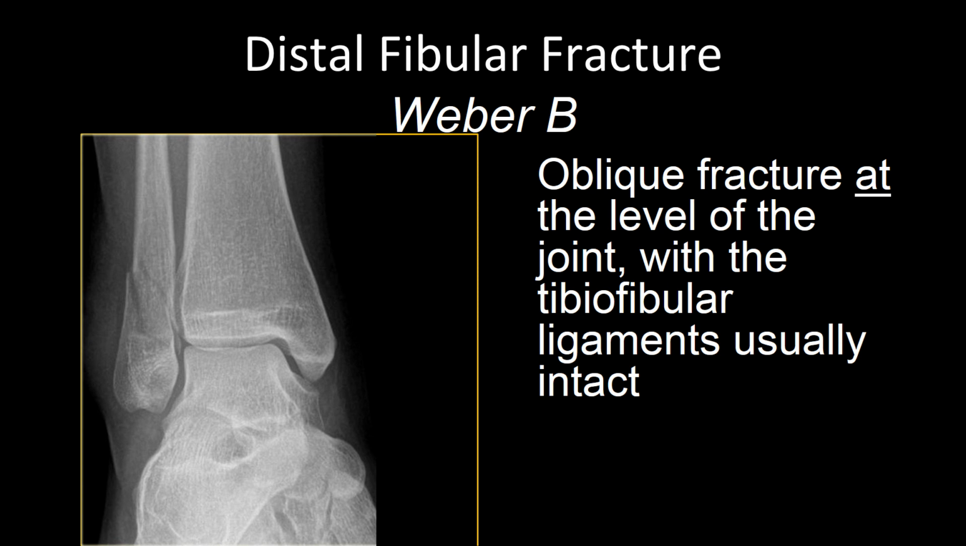This is a Weber B fracture. So just like in the diagram I showed a couple slides ago, this fracture is going to involve obviously our fibula. It's going to be at our distal end, and it's going to involve the joint space. So it's going to have a little bit of a proximal obliqueness to it, but it's going to definitely get into the joint space.